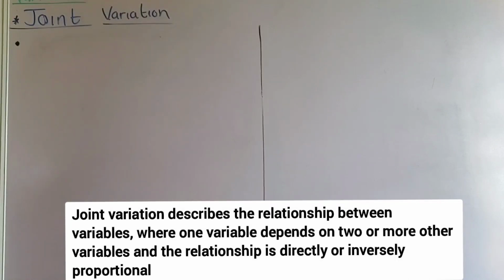When we talk about joint variation, it is a kind of relationship in which we have variables being related as either directly or inversely. Don't forget, in our previous class we talked about direct and indirect variation. So joint variation combines both direct and indirect variation.